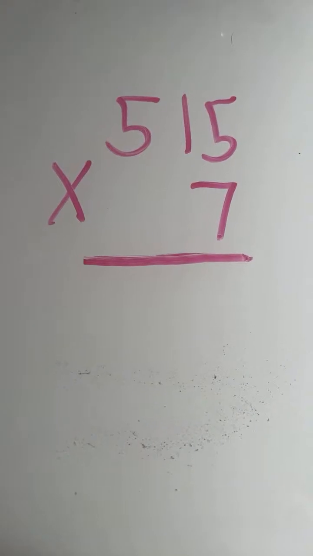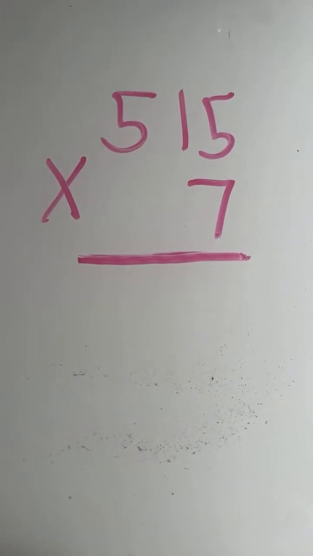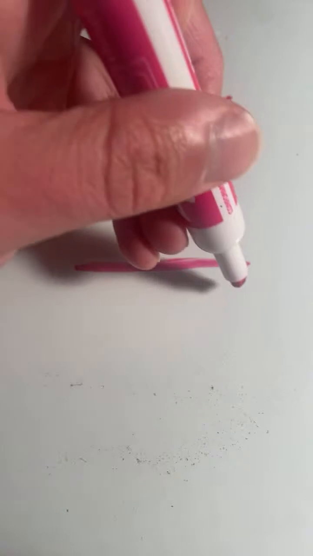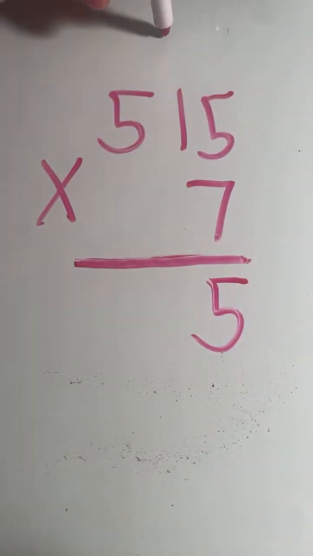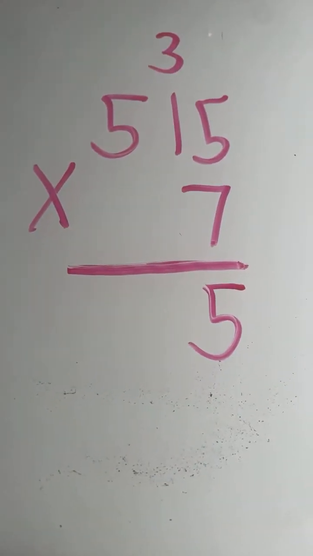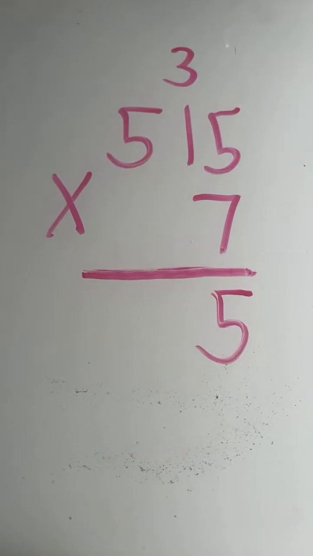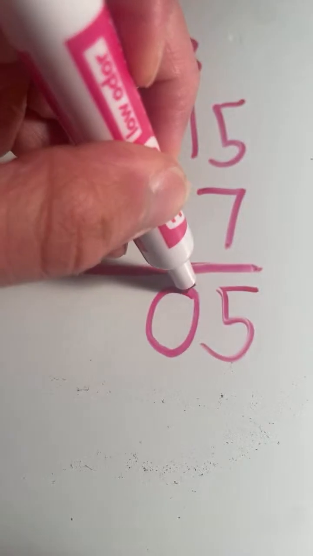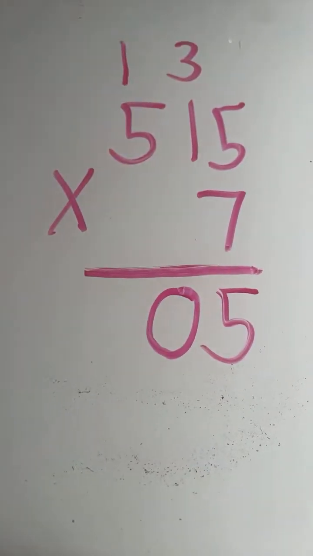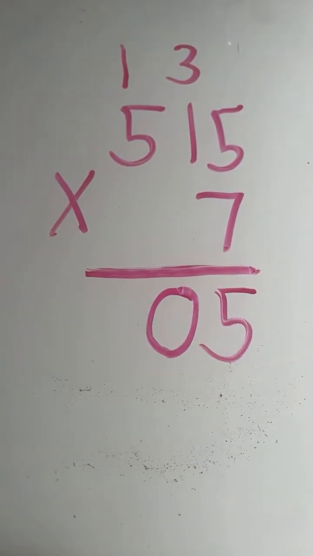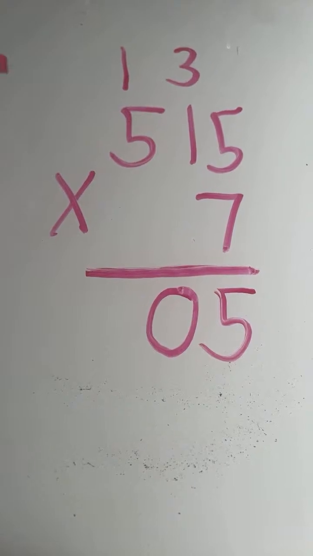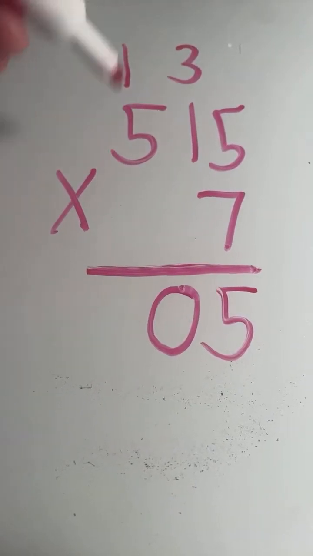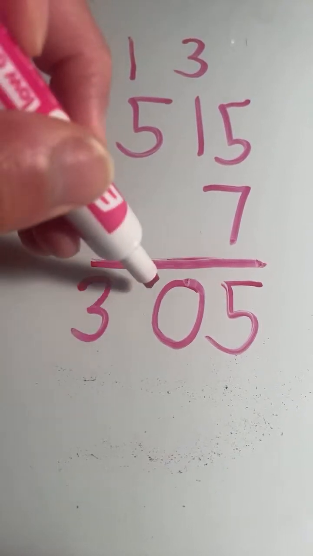5 times 7 equals 35. The 5 in 35 goes in the ones place. The 3 in 35 gets carried over to the tens place. 1 times 7 equals 7, plus 3 equals 10. The 0 in 10 goes in the tens place. The 1 in 10 gets carried over to the hundreds place. 5 times 7 again equals 35. We add the 1 that we carried over. 35 plus 1 is 36.